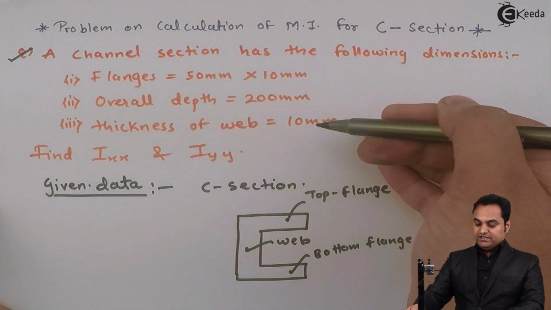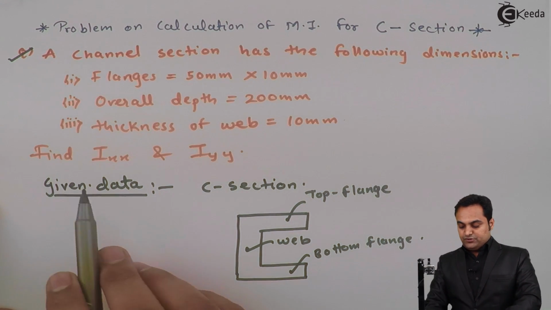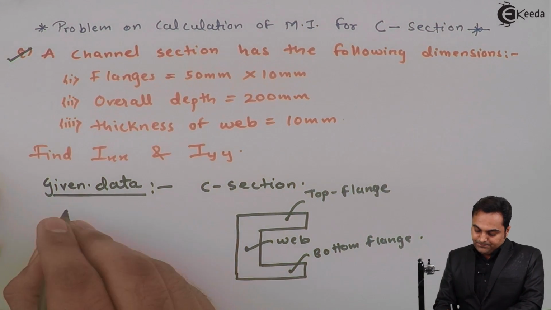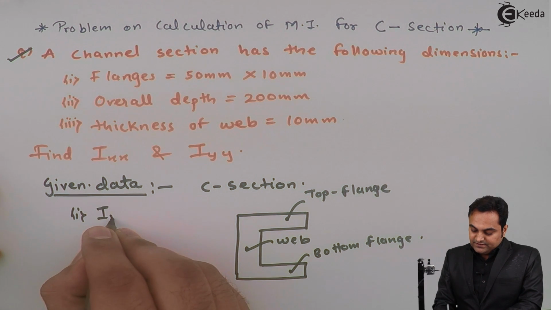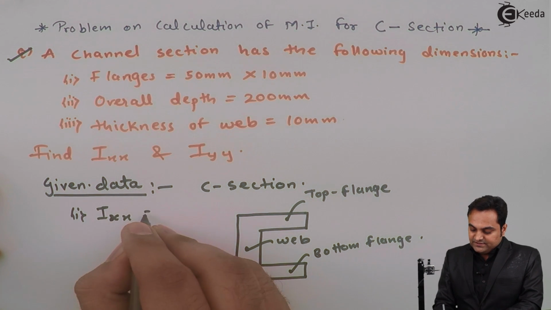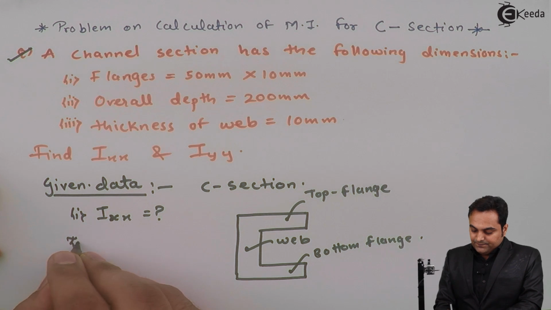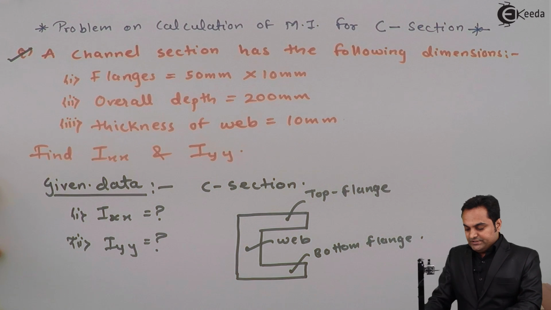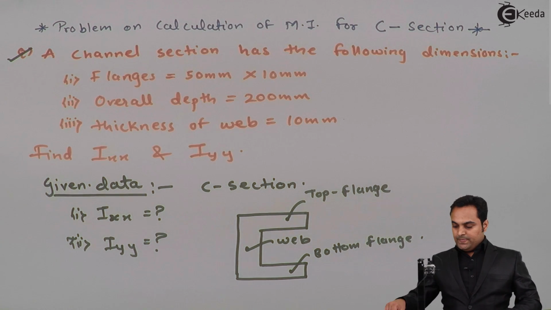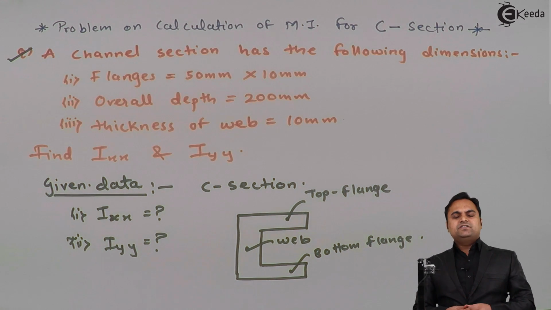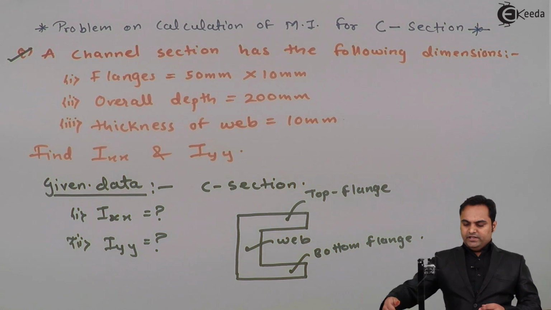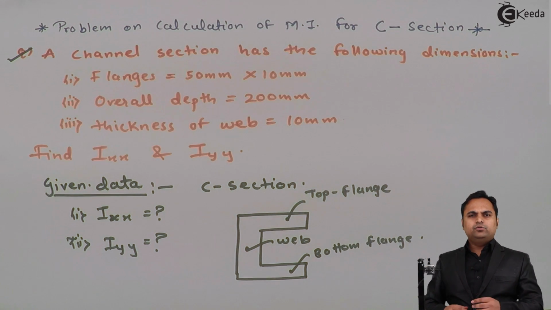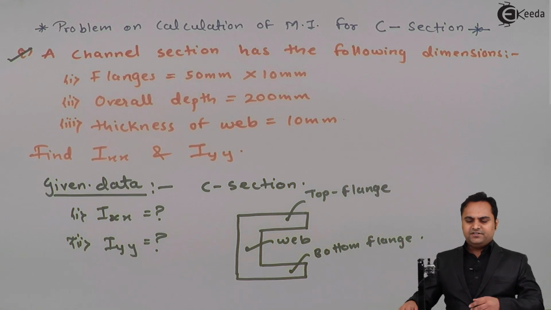Then the dimensions are given to us, and the question is to find Ixx and Iyy. Ixx is the moment of inertia about the x-axis. Iyy is the moment of inertia about the y-axis. So this is the question we have in front of us. Now when we are starting the solution, with the help of the dimensions given, we need to draw the diagram first. Let us get started.